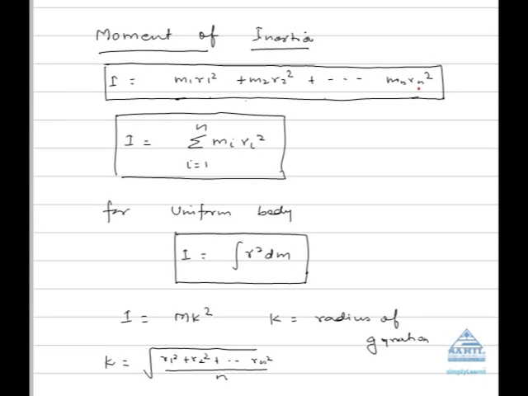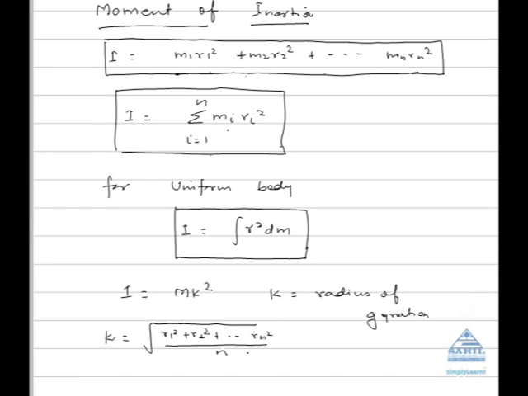up to mn rn square. I is equal to the summation of i equal to 1 to n of mi ri square. For a uniform body, the moment of inertia is also determined by the equation I is equal to the integration of r square dm, and it is also given by I is equal to mk square, where k is the radius of gyration. K is equal to the square root of (r1 square plus r2 square plus up to rn square) divided by n. It is also called the root mean square radius of all points about which the body is rotating.